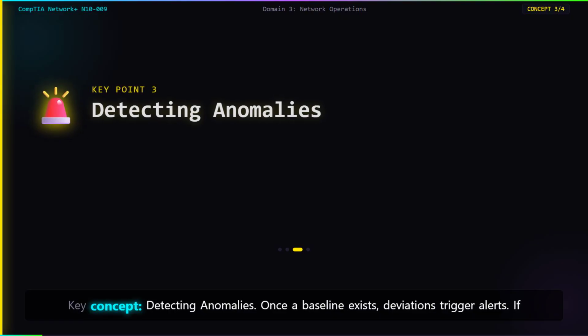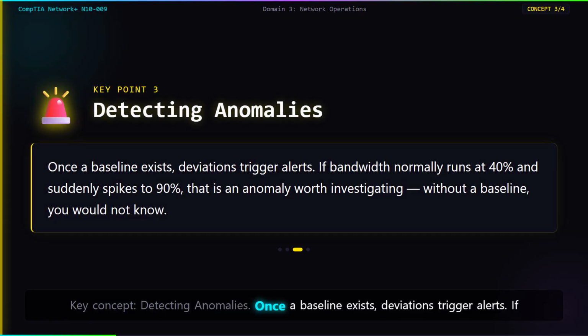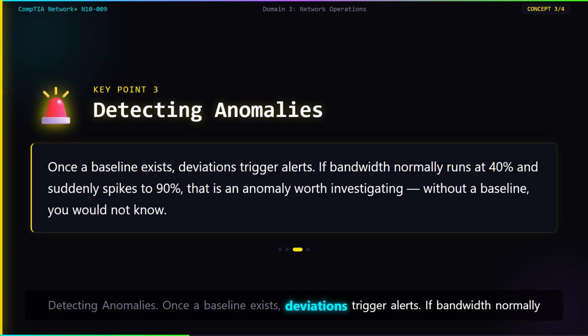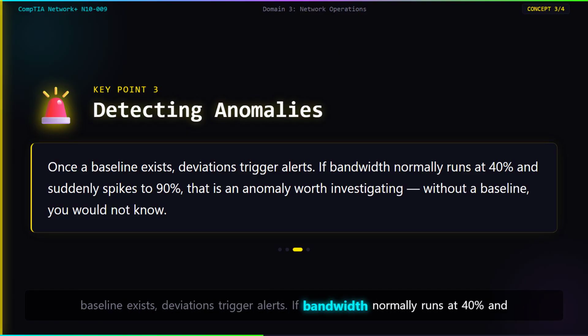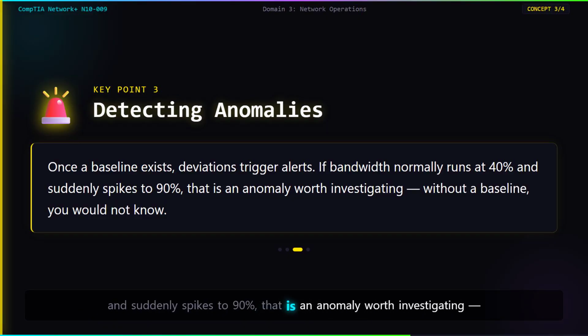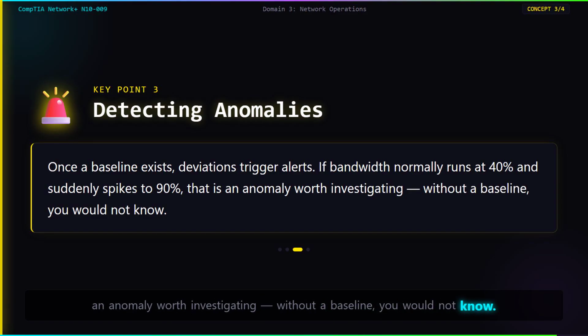Key concept: detecting anomalies. Once a baseline exists, deviations trigger alerts. If bandwidth normally runs at 40% and suddenly spikes to 90%, that is an anomaly worth investigating. Without a baseline, you would not know.